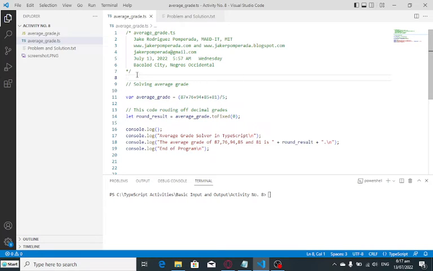Solving the average grade, so we have here a variable average_grade, and then to solve: equals 87, open parentheses, 87 plus 76, plus 94, plus 85 plus 81, close parentheses, divided by 5 because we have 5 grades, 1, 2, 3, 4, 5. And then we want to round off to no decimal value, so this is called rounding off decimal places.